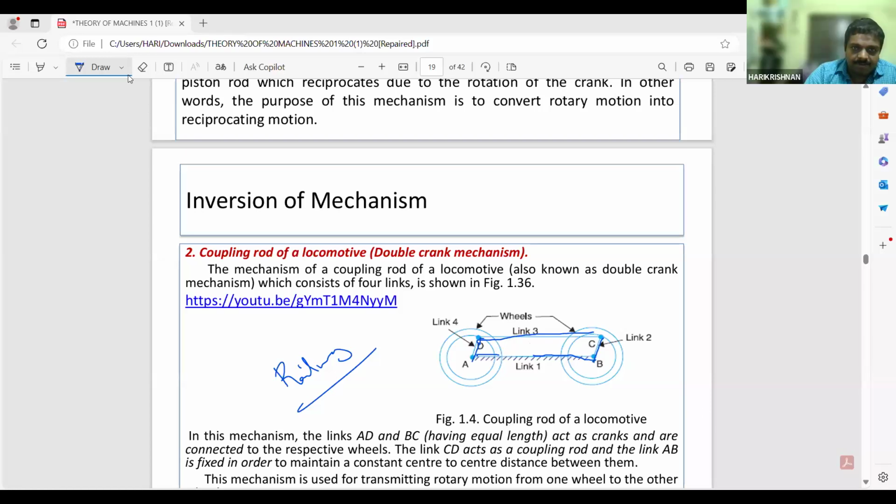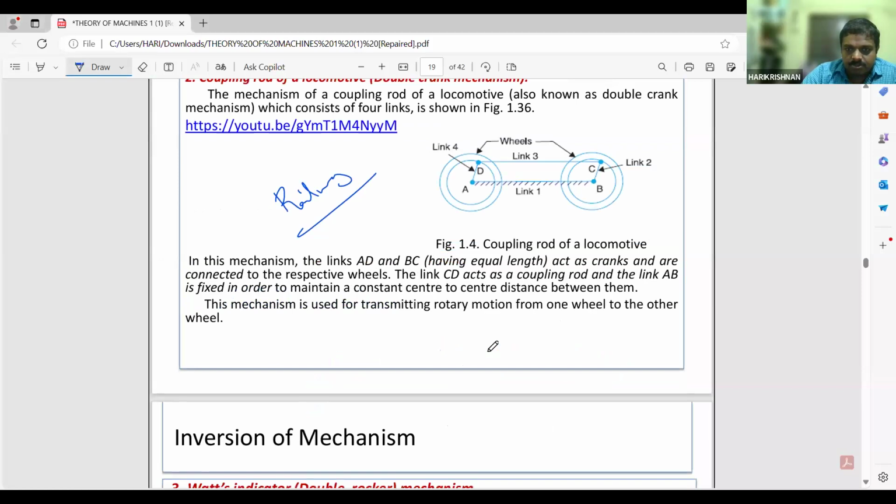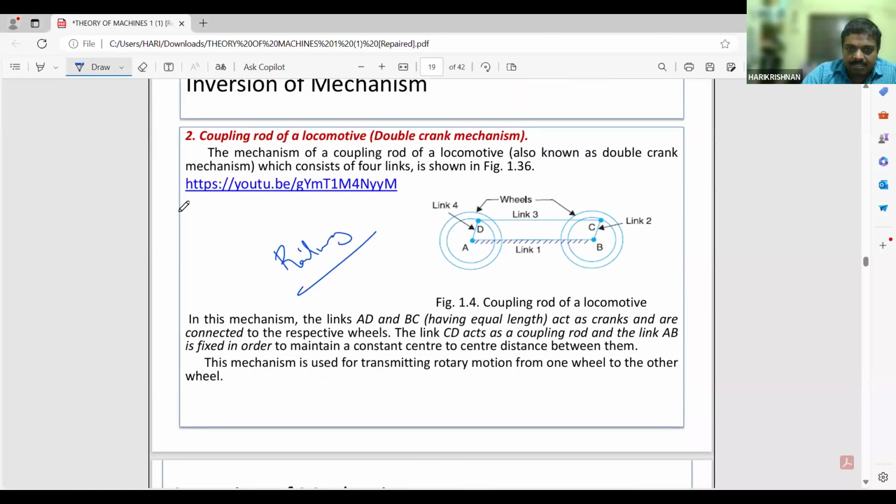So I will once again explain this one. The coupling rod of a locomotive is known as a double crank mechanism because here the links AD and BC will act as cranks. AB will be the fixed link and CD is another link, the connecting rod. The specialty is that when AD is rotating, the connecting rod will move BC together with it.